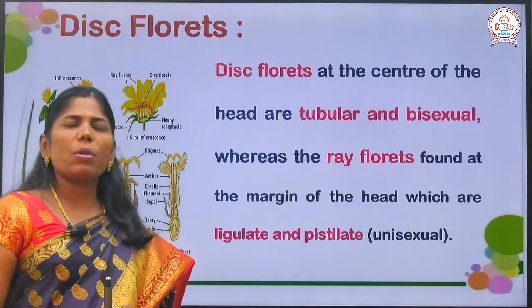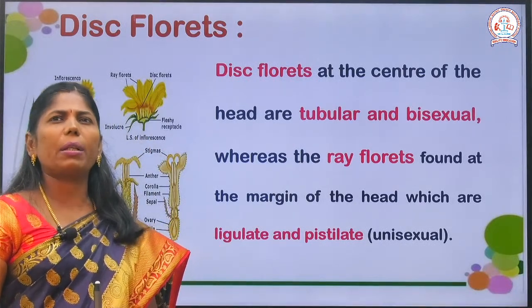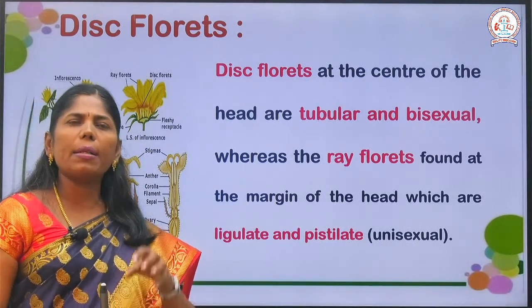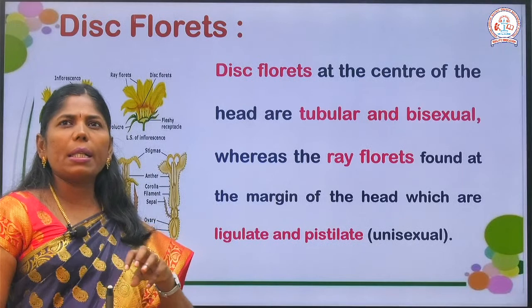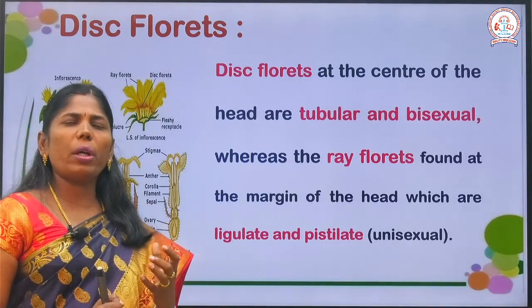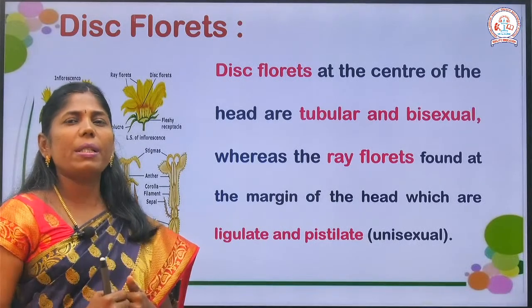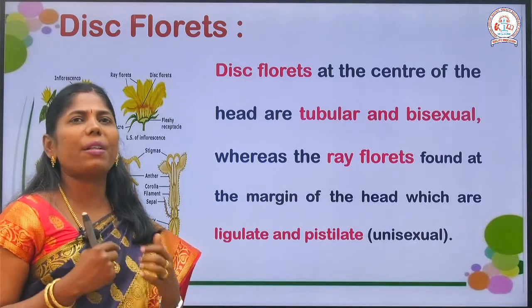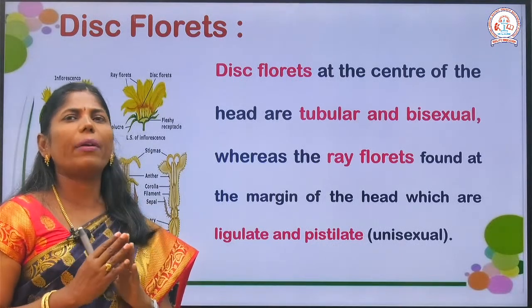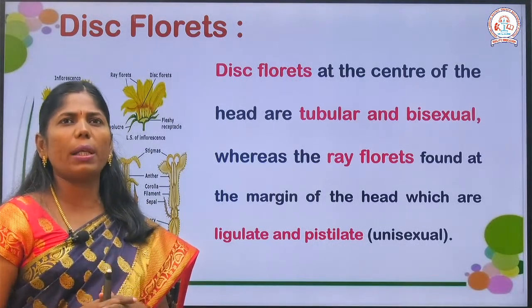Bisexual floret means both male and female parts are present. Where are disc florets found? At the center of the head. So that is tubular and bisexual. Whereas the ray florets are found in the margin of the head, which are ligulate and pistillate flowers. Pistillate means only the gynoecium is present, no androecium. That is unisexual in category.